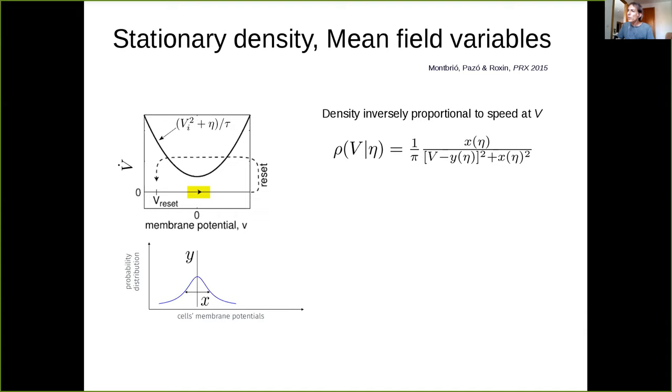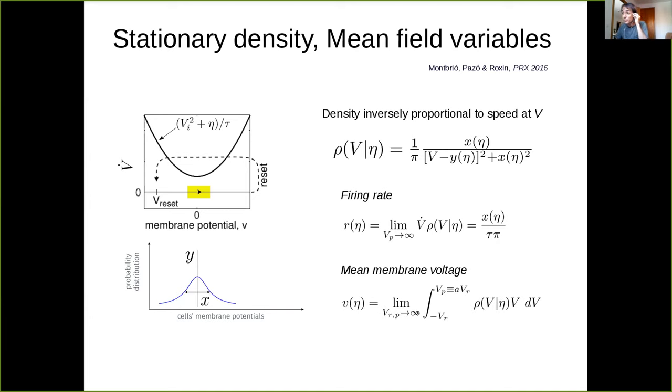Now if one considers this ansatz or this density, it is easy to compute the firing rate by multiplying V dot by the density and performing the limit VP going to infinity. P is the peak of the spikes, and it's very easy to compute this limit, and it gives X. So essentially the firing rate for each value of eta is given by the width of this distribution.